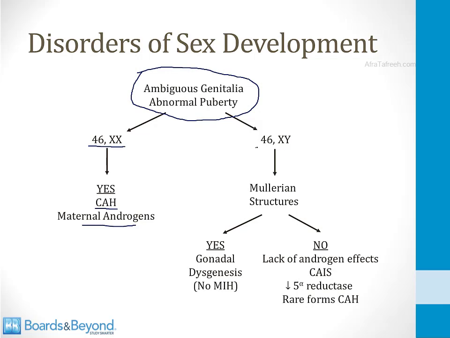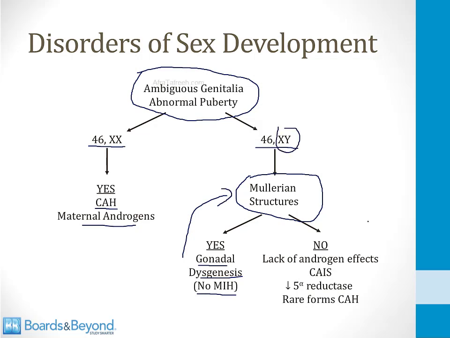If they tell you that the child is XY, meaning a male, then it's a more complicated situation because there are many more things that can go wrong in male development. But one of the first things you want to know is whether there is presence or absence of Müllerian structures, meaning the uterus. So if they tell you that the uterus is present, then this means that it is most likely a case of gonadal dysgenesis. In gonadal dysgenesis, the gonads don't form and there's no MIH from Sertoli cells, so the uterus will be present even though it's an XY male.